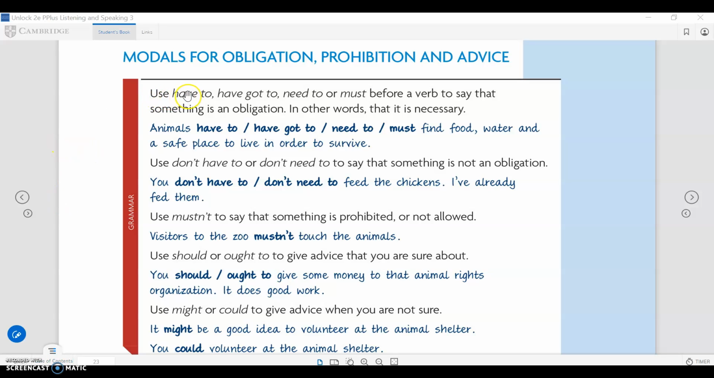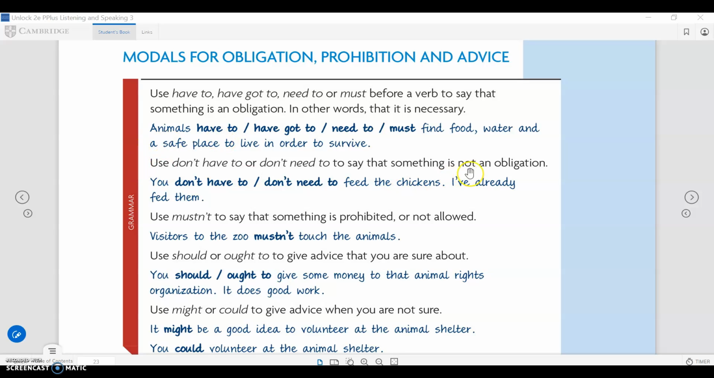Okay, we use have to, have got to, need to, or must before a verb to say that something is an obligation. In other words, that it is necessary. So animals have to, or you can say have got to, need to, or must find food, water, and a safe place to live in order to survive. Okay, so in order for animals to survive, they must find food and a safe place. So this is an obligation.